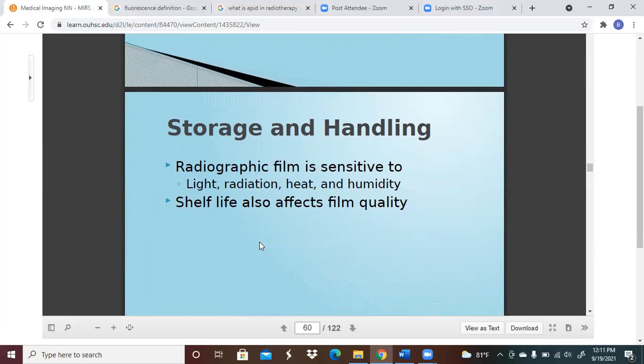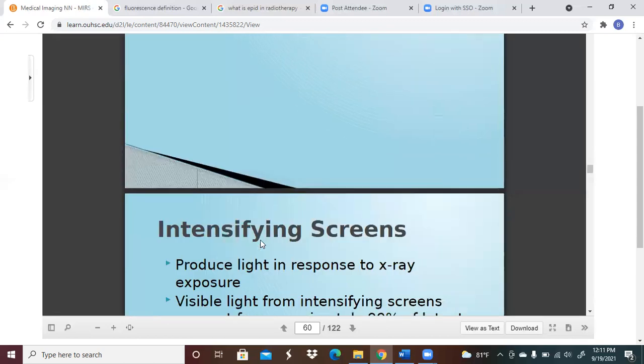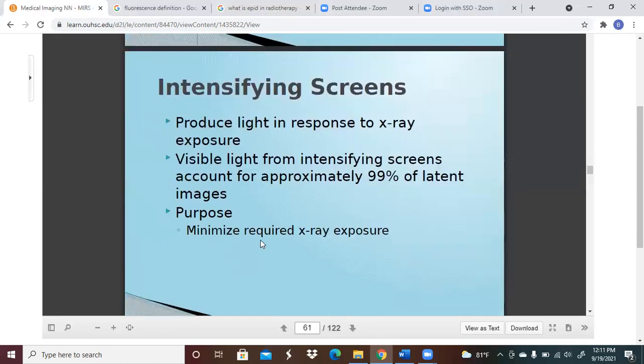Storage and handling. Radiographic film is sensitive to light, radiation, heat, and humidity. Anytime you are storing radiographic film, you want to put it away in a dark place. Shelf life also affects the film quality. The longer it sits there, the less effectively it acts.